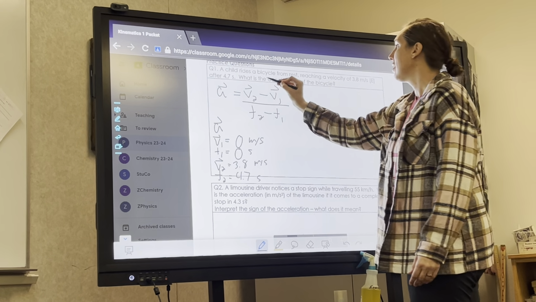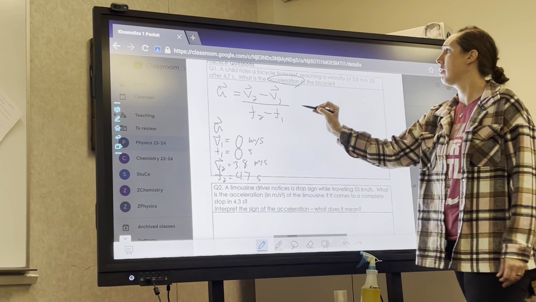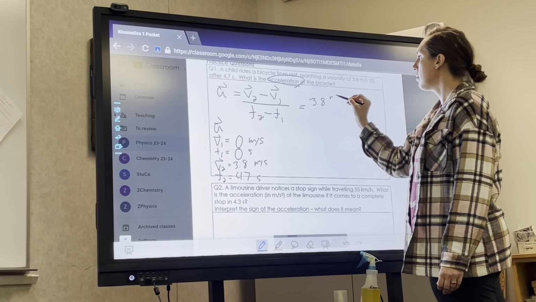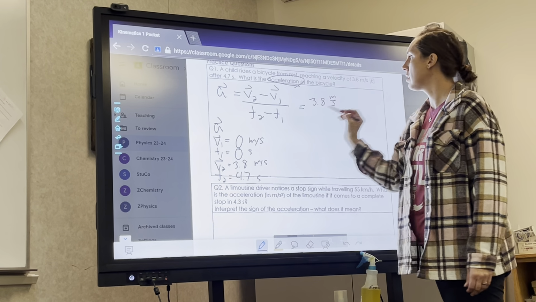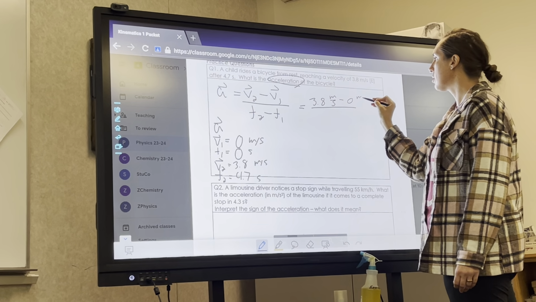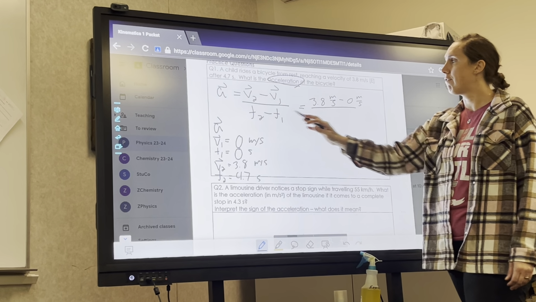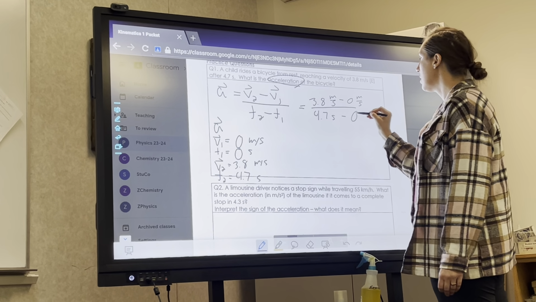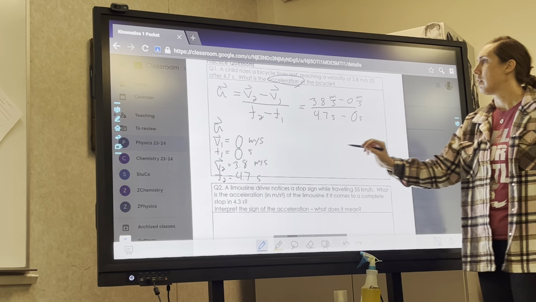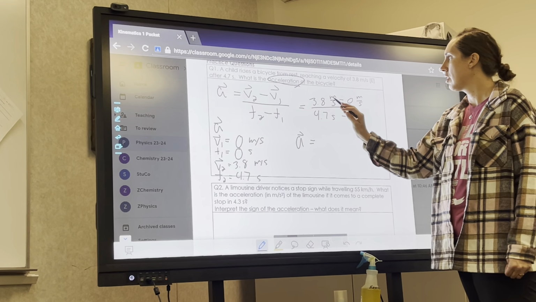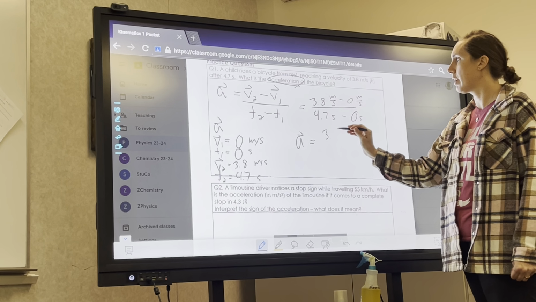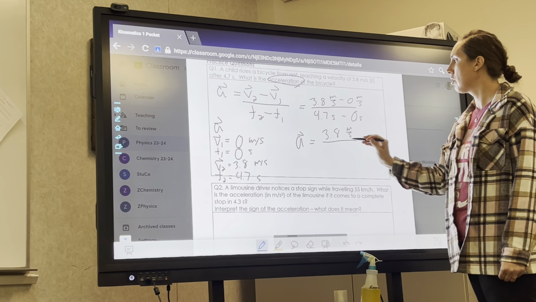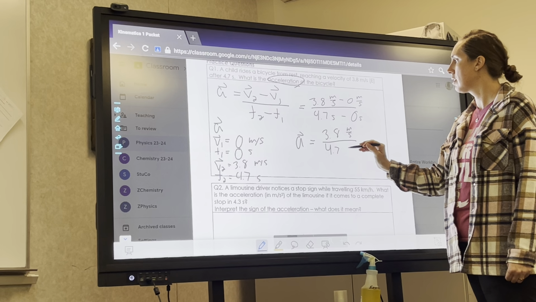What is the acceleration? Y'all, we just plug in. It's easy peasy. Our second velocity is 3.8 meters per second. Our initial velocity is 0 meters per second. Our final time is 4.7 seconds minus our initial time of 0 seconds. 3.8 minus 0 is just 3.8 meters per second all over 4.7 seconds.